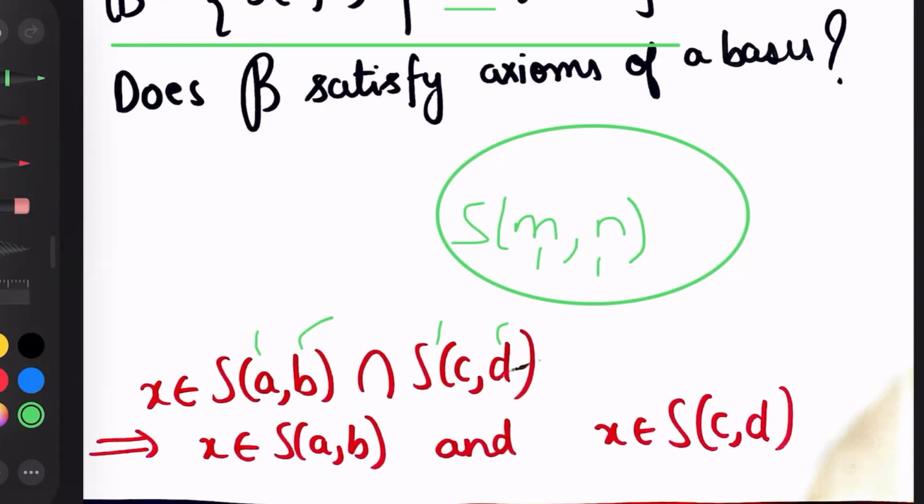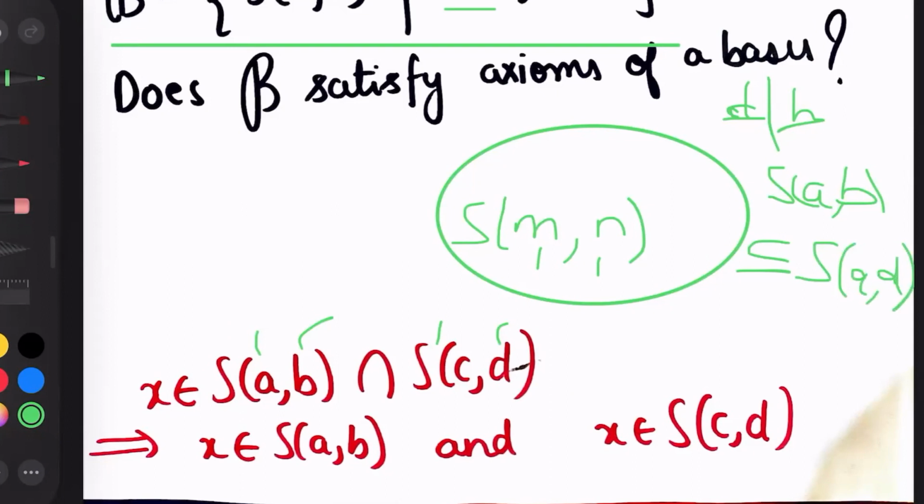So for that we observe that if d divides b, then S_{A,B} is contained in S_{A,D}. Now this is easy to observe, right? Because b will be some multiple of d, so b will be some dk. So if you consider any element over here, that looks like A plus nb.